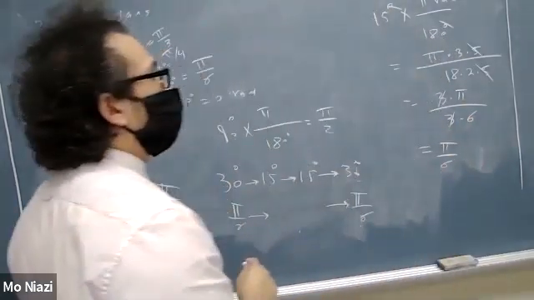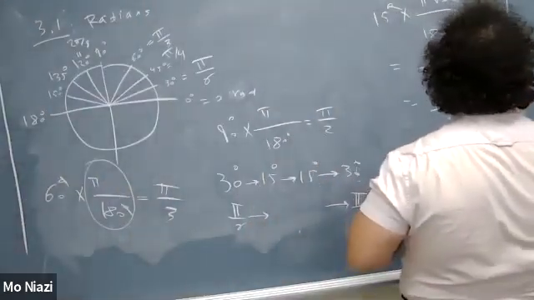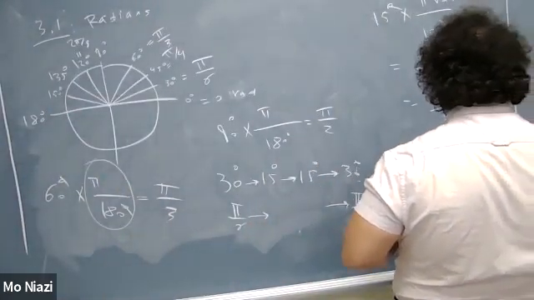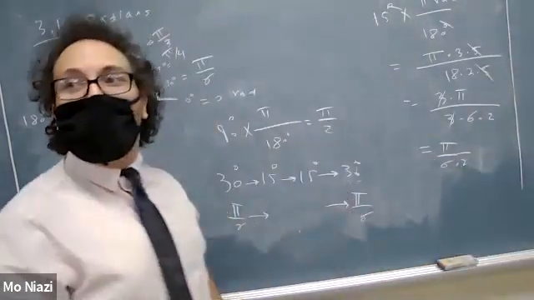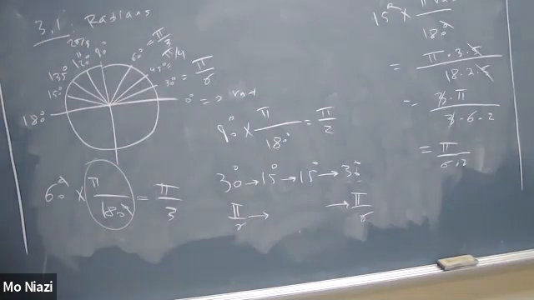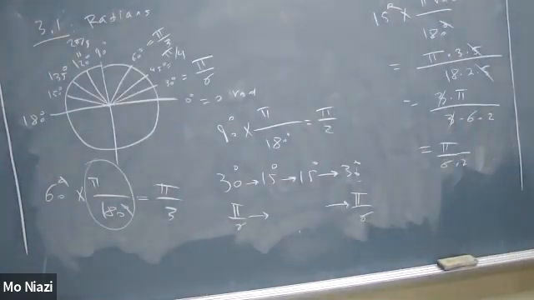Something went wrong here. Oh, it's because I forgot this 2. I forgot to bring this 2 over here. Right? I dropped the 2. 2's get dropped more than any number. We're always searching for factors of 2.